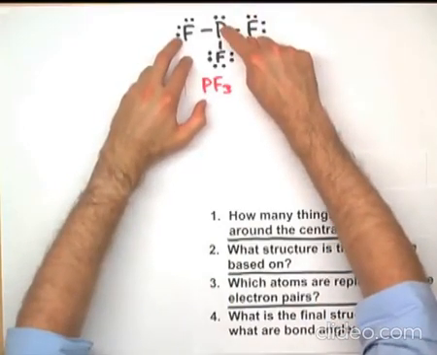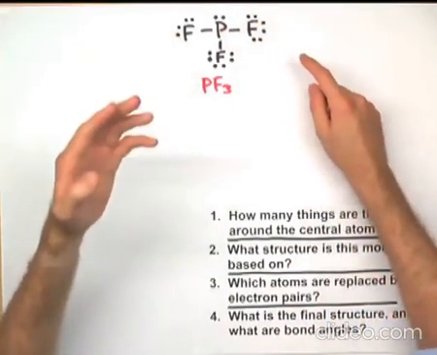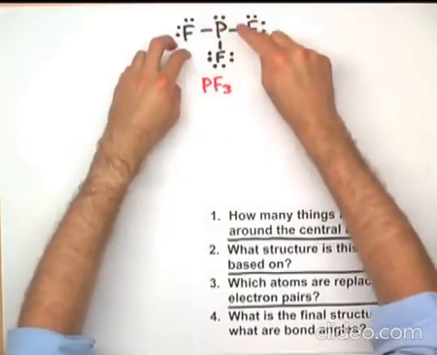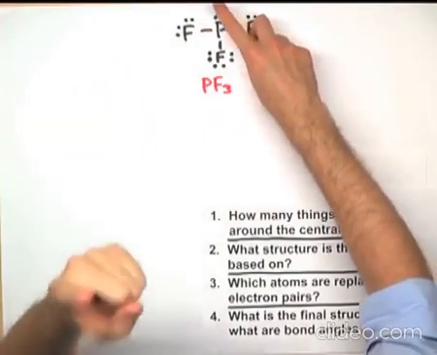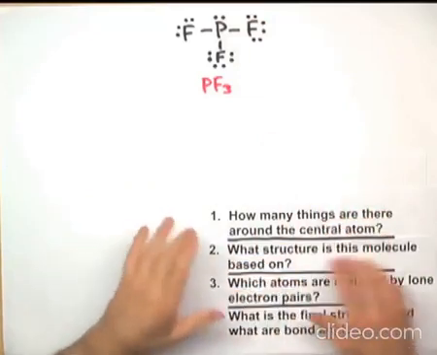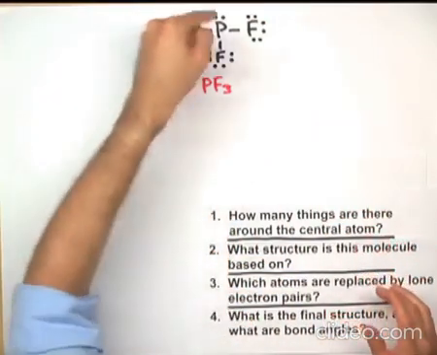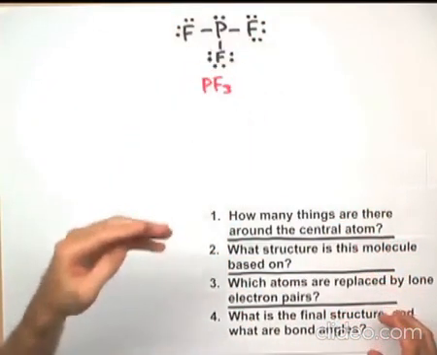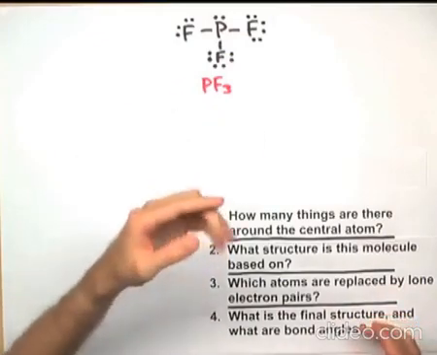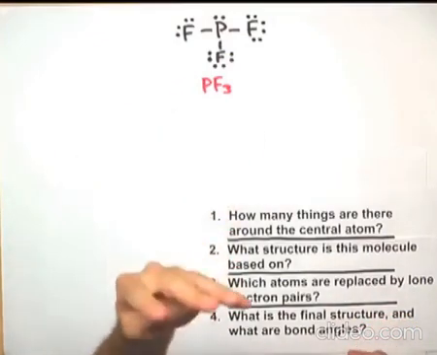Here's the central atom. It's this P here. And it's surrounded by 1, 2, 3 bonds and 1 lone electron pair. So the things around the central atom can be either lone electron pairs or bonds. So the point is 3 bonds, 1 lone electron pair, 4 total things.